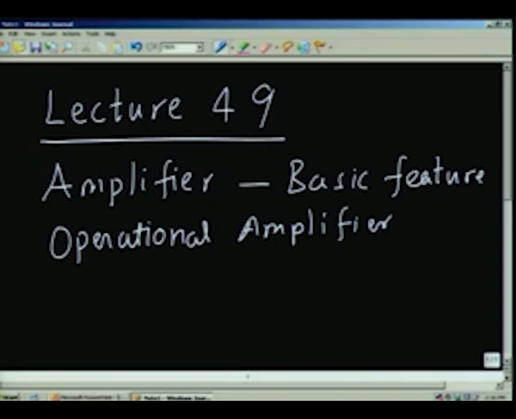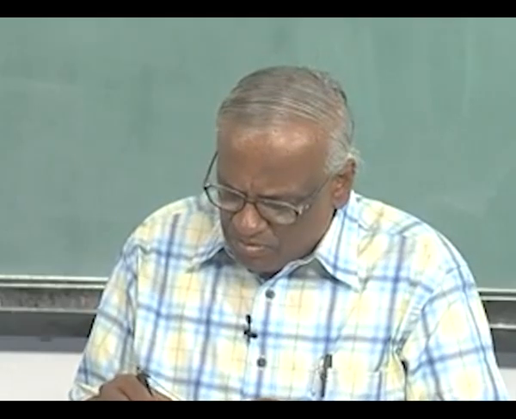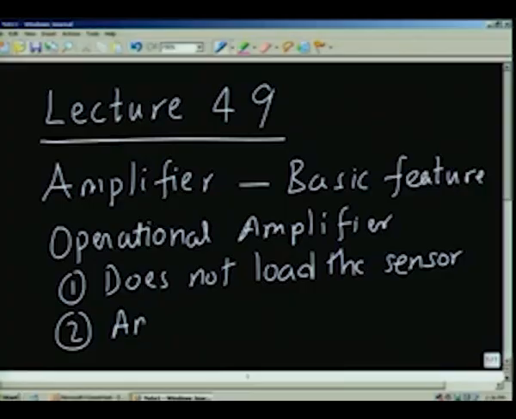and what the operational amplifier does is, one, it does not load the sensor. So, it draws no power from the sensor or very little power from the sensor, and amplifies the signal using external power. This is very important.